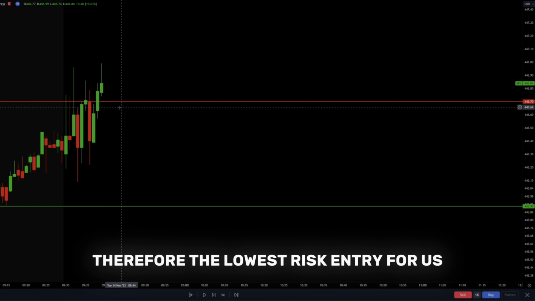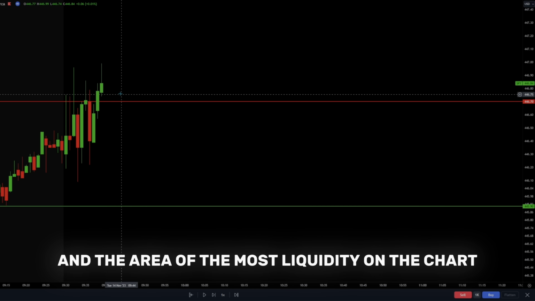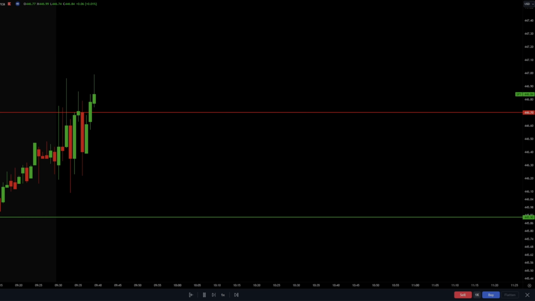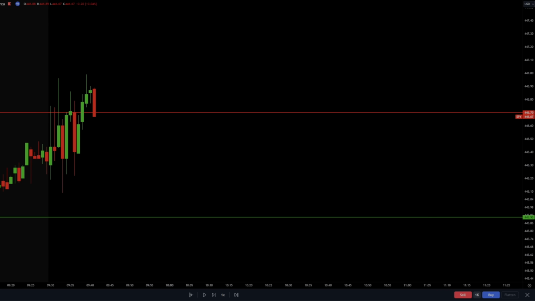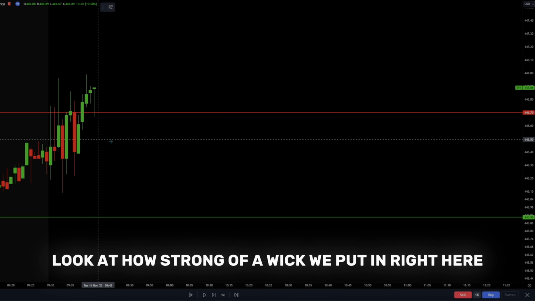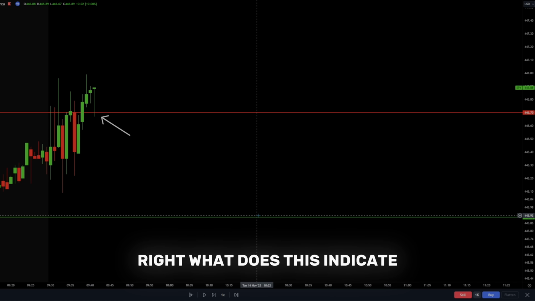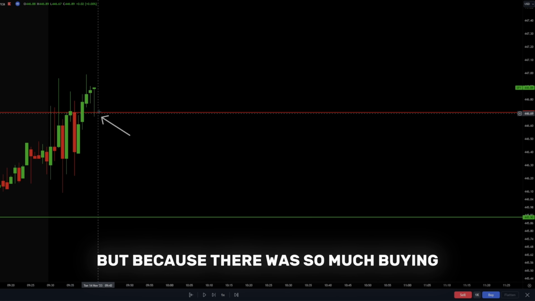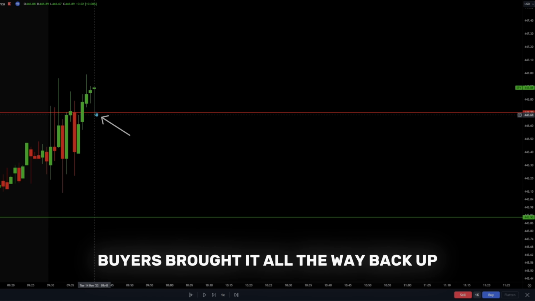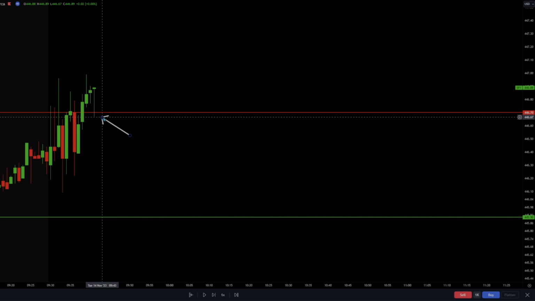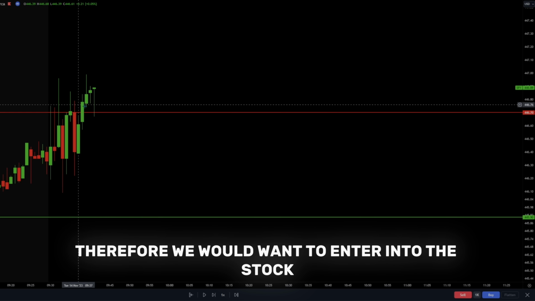Therefore, the lowest risk entry for us and the area of the most liquidity on the chart sits still at this 446.70 retest. And right here, what do we see? We see that we broke out and here we retest. Look at how strong of a wick we put in right here, right? What does this indicate? This indicates that sellers tried to bring the stock down, but because there was so much buying liquidity near this level, buyers brought it all the way back up and closed it as a very, very strong hammer candle. Therefore, we would want to enter into the stock based off of this candle.